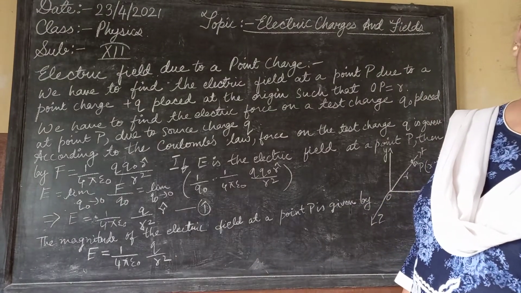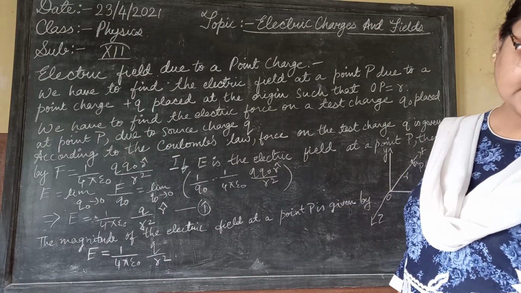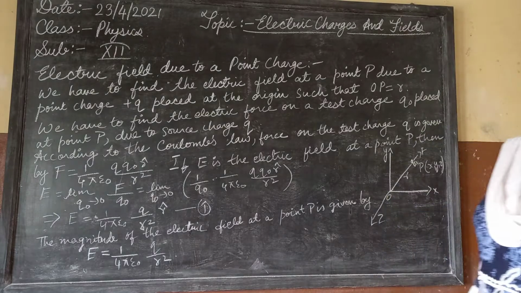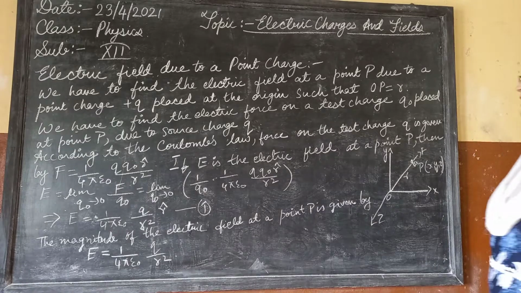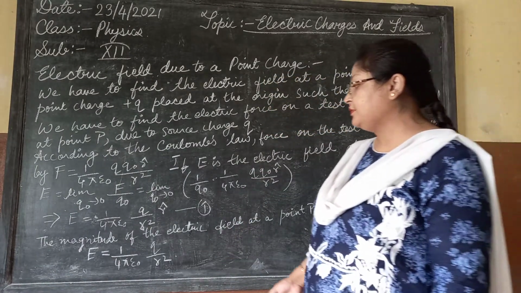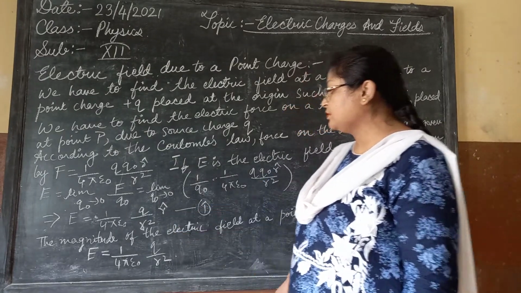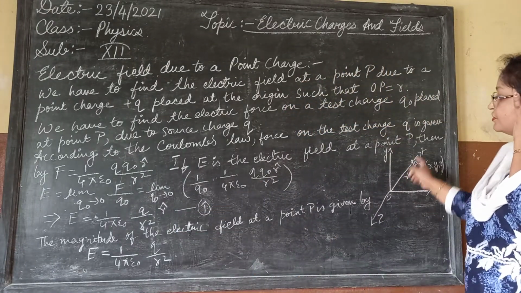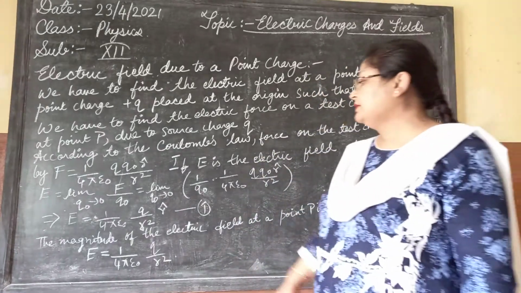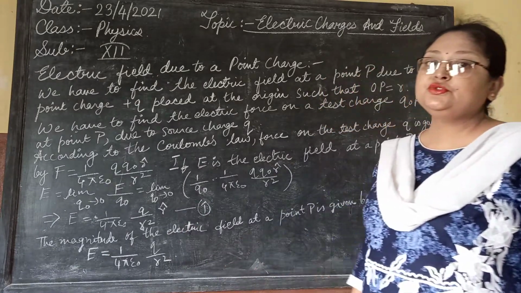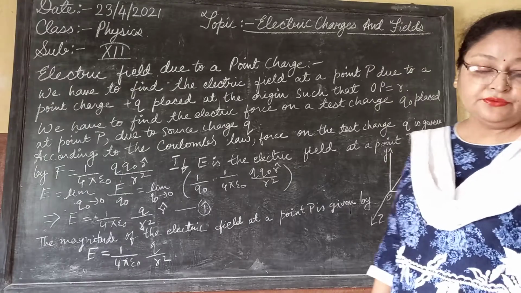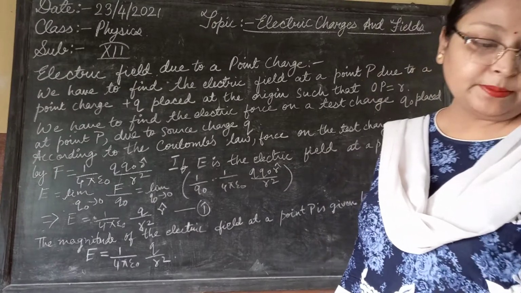Why are we taking only Q upon R square and not R cap? Because the magnitude of the electric field is given by this particular value. Magnitude has been given, not the vector form. The direction is carried by R cap, which is the vector form. Since we are taking only the magnitude, R cap is dropped. This is the valid reason for this part.